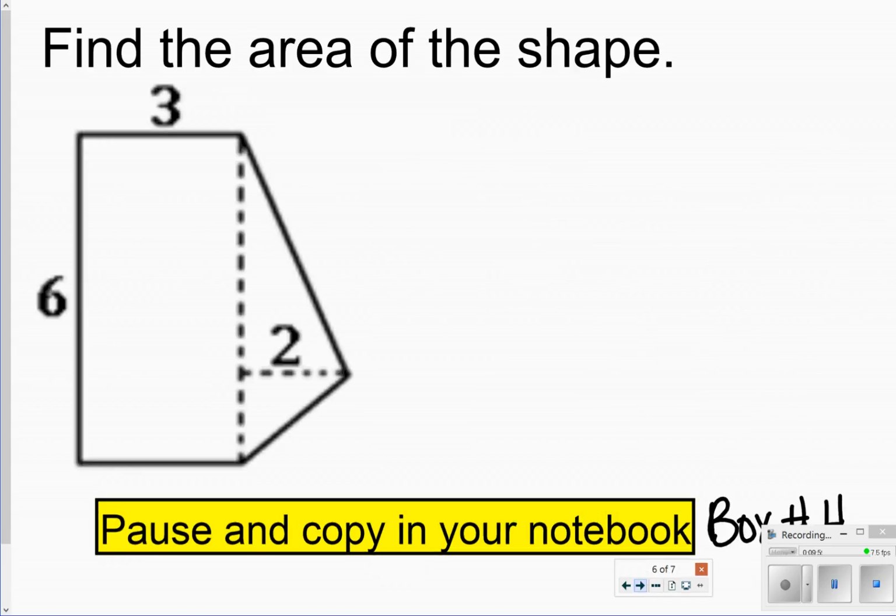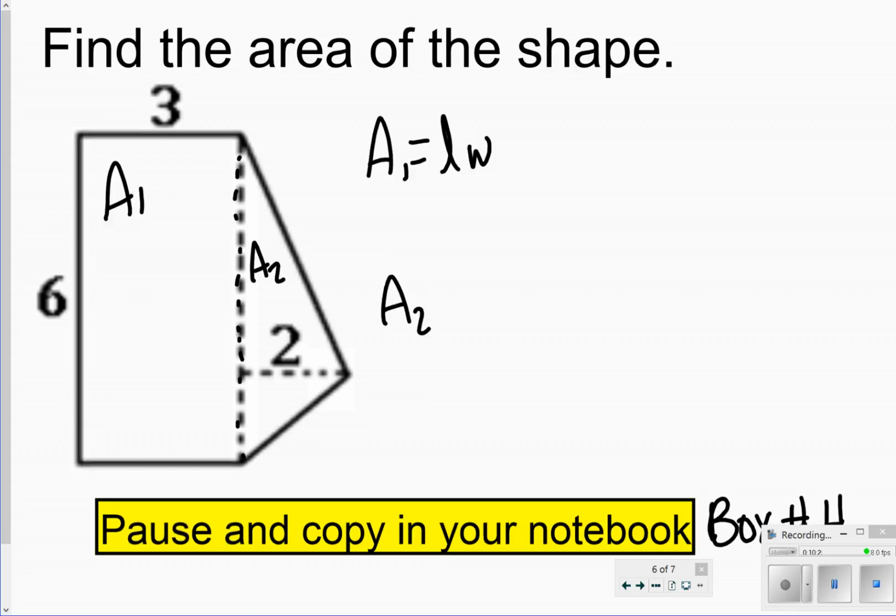All right, and then we have our final example. You're going to add this to box number 4. And again, they've done a very nice job of drawing in the lines to show us where it's separated. So this dotted line right down the middle or on the edge is going to show us that we have area 1, which is a rectangle, and another area which is another triangle. So area 1, the rectangle, is going to be length times width. And area 2, as we discovered in our last example, is going to be base times height divided by 2. Or if you're familiar with your formula sheet, it would say 1/2 base times height.